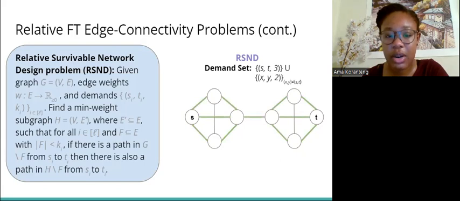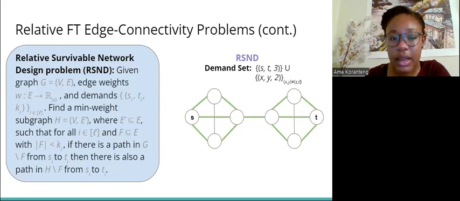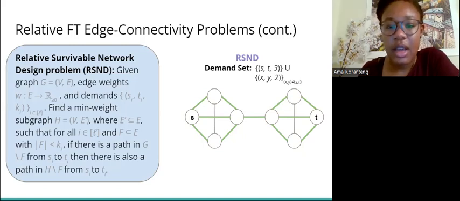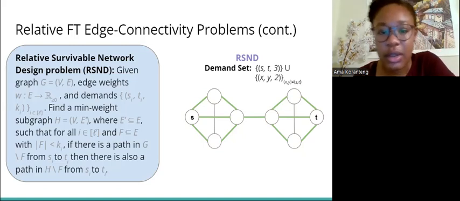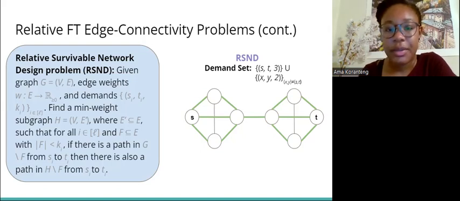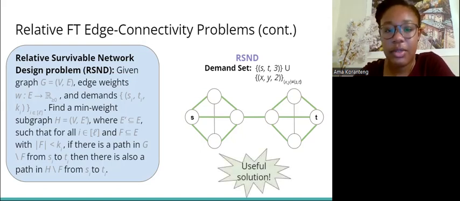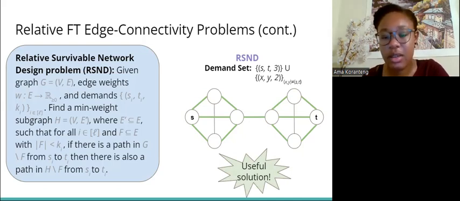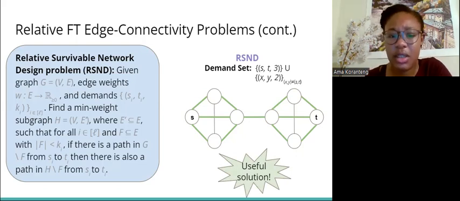So here in green is an RSND solution to this instance. For any edge fault set F of size 2 or less, if S and T are connected in G minus those two edges, then they're connected in this green solution minus F. And the same thing is true for fault sets of size 1 or less for all the other vertex pairs. And if this was an instance of normal survivable network design, then there would be no solution to this, because there's only one edge disjoint path from any of the vertex pairs that are separated by this middle bridge edge, which is like a size 1 cut.